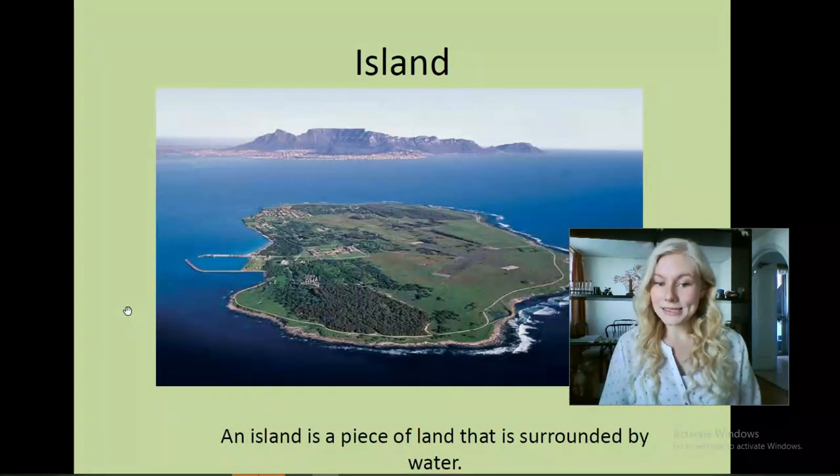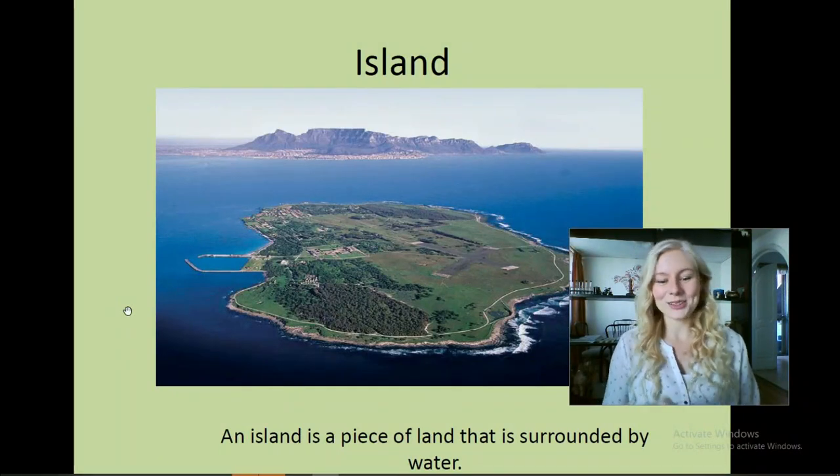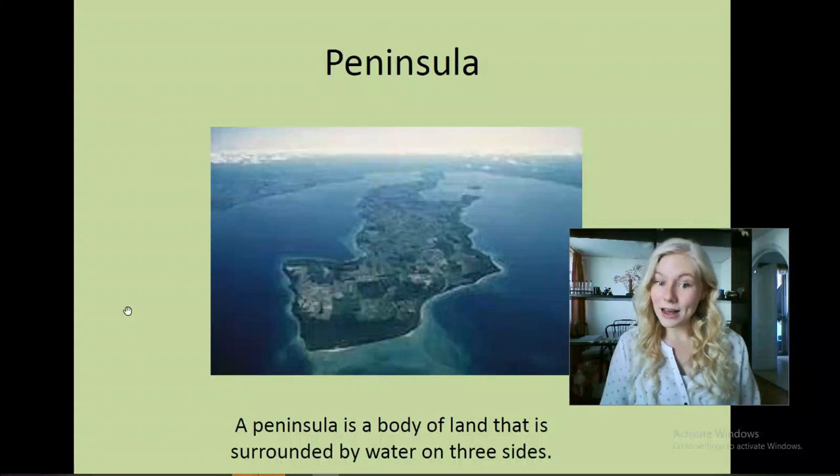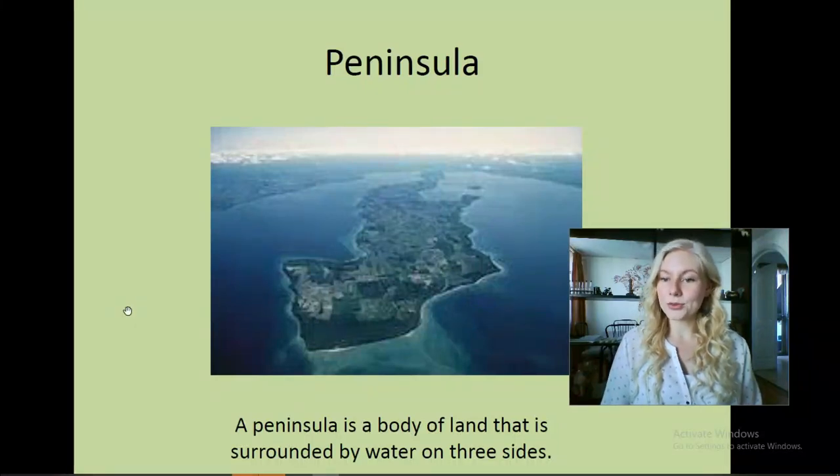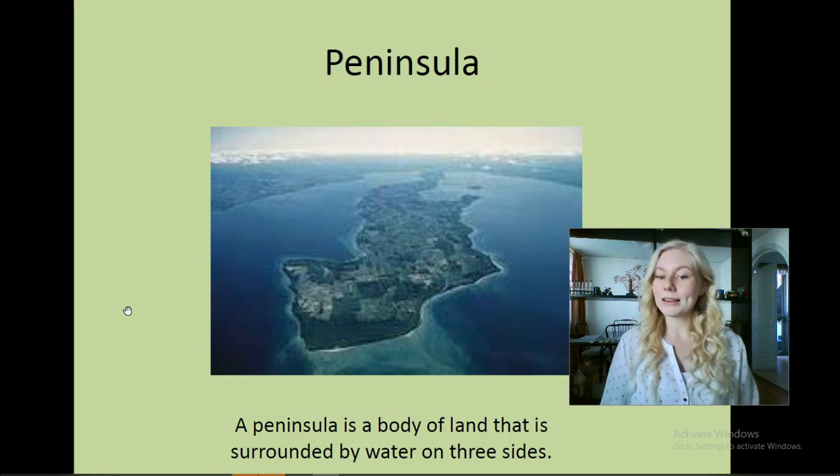An island is a piece of land that is surrounded by water. We learned that last week. You guys should know that one. And we have a peninsula. A peninsula is a body of land that is surrounded by water on 3 sides. It's kind of like an island that's still connected to the land. So you see all of this is still connected to the land back there, okay? That's a peninsula.